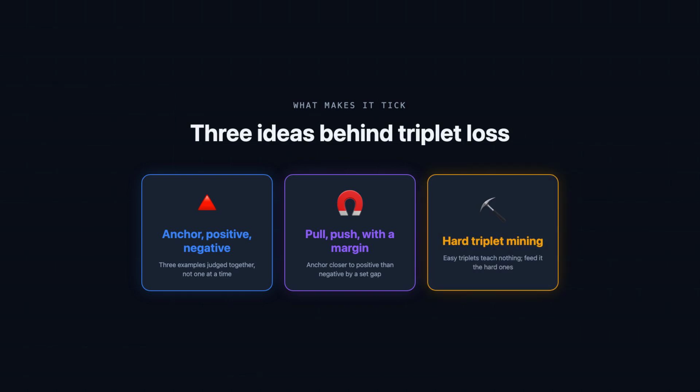Mining is absolutely essential because most random triplets are already easy. The negative is obviously far away, so they give 0 gradient and teach nothing. You have to actively feed it the hard or semi-hard triplets, the ones the model still gets wrong, or it simply stops learning.